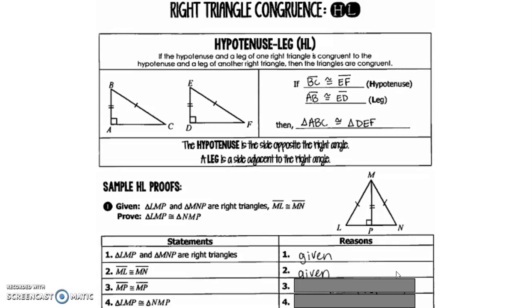So with this, we know that we have right triangles and we know that we have our hypotenuses as congruent. We do have two triangles that are connected to each other, which means that the reflexive property might be helpful here. If we look, that actually gives us one of our legs as congruent. So we're going to say that MP is congruent to MP using that reflexive property. And now that we have that, we can say that triangle LMP is congruent to triangle NMP using hypotenuse leg.